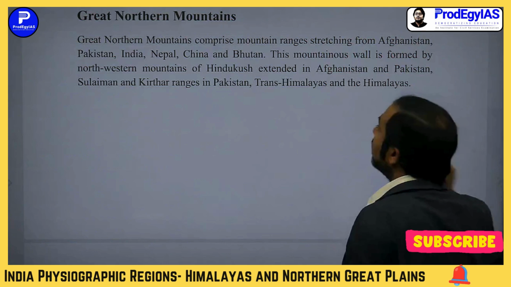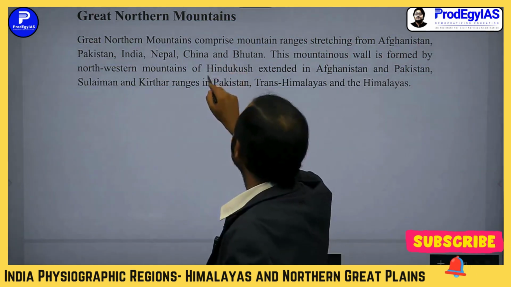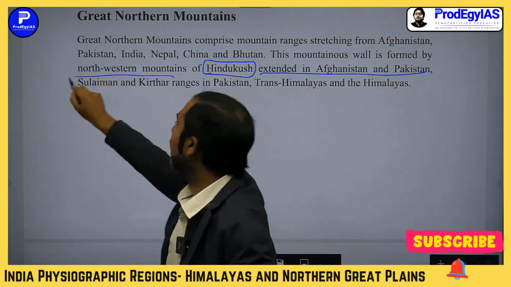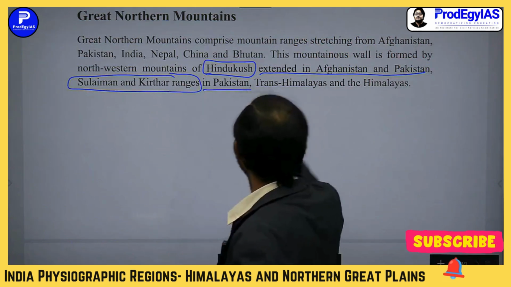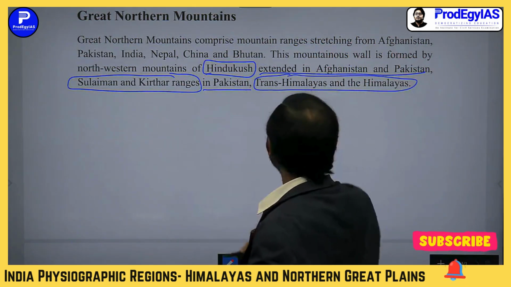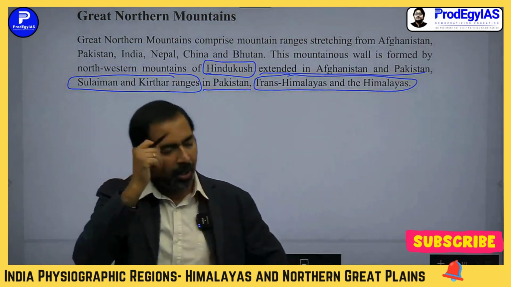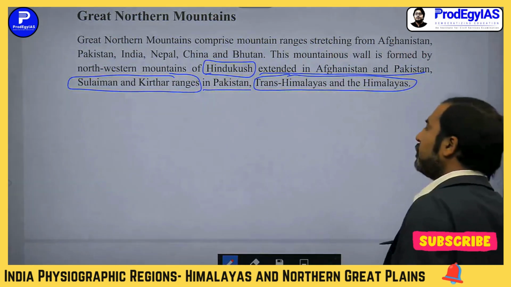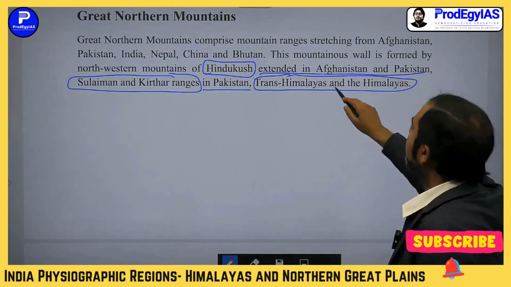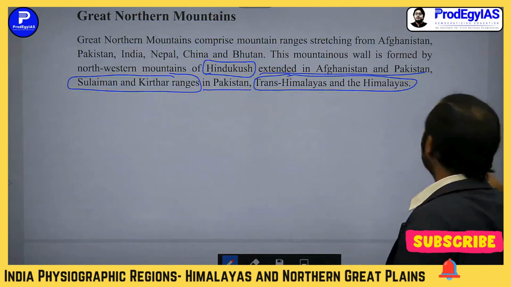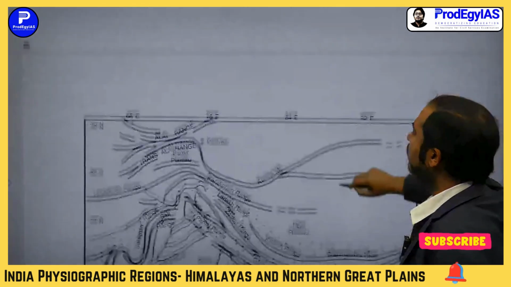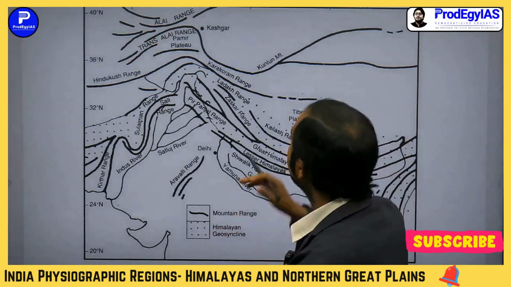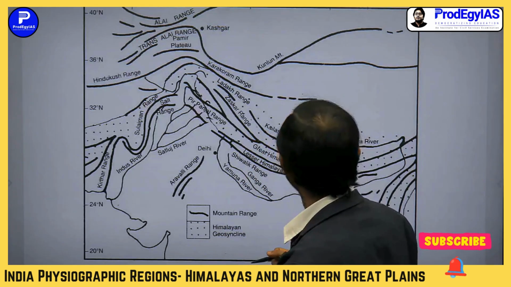This Great Northern Mountains largely comprises Hindu Kush extended in Afghanistan and Pakistan, Suleiman and Kirthar ranges extended in Pakistan, Trans-Himalayas and Himalayas extended in India, Nepal, Bhutan and India's northeastern part, right? Some portions of the Himalayas lie in Tibet, right? So we'll see these ranges. In today's class, there will be much more use of these maps and diagrams, right?